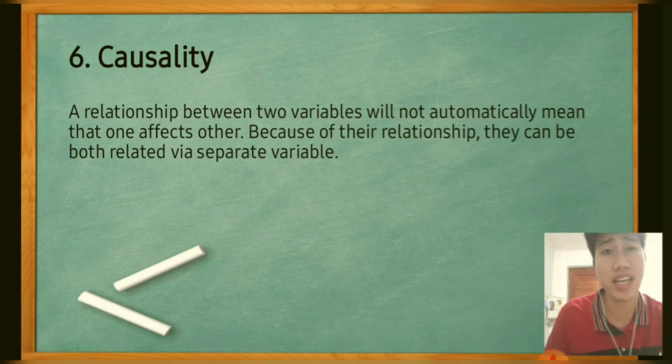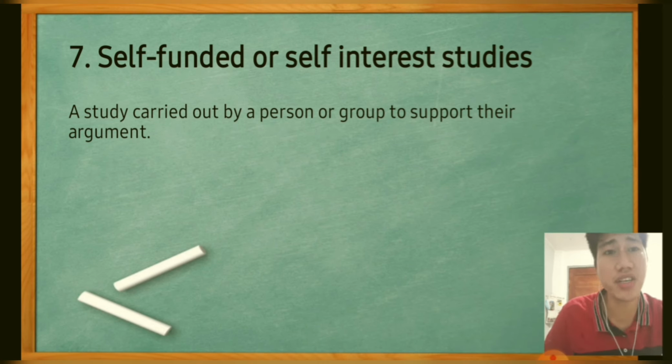And the next is causality. When we say causality, a relationship between two variables does not automatically mean that one affects the other. So if we have two variables, we should not assume that these two variables automatically affect each other, because the relationship may be due to separate variables. So we need to be careful in handling and separating variables. It is not a given that if there are two variables, they affect each other. So it's not. And then seventh is self-funded or self-interested studies.